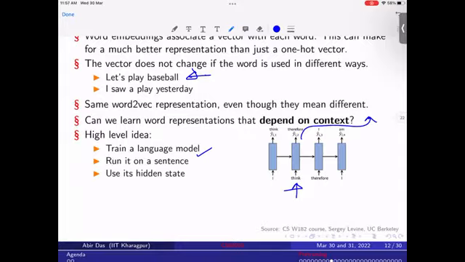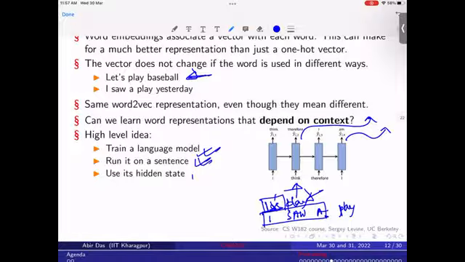Now you can be sure that if you run this sentence, this is where "play" appears, and previously it was "let's" and so on. So it will be different from when you ran, say, "I saw a play", because your representation is a function of all the previous words, which are very different from the previous words in this sentence. So that is the high level idea that we will use to learn contextual representations for the word: train a language model, run it on a sentence, and use its hidden state.